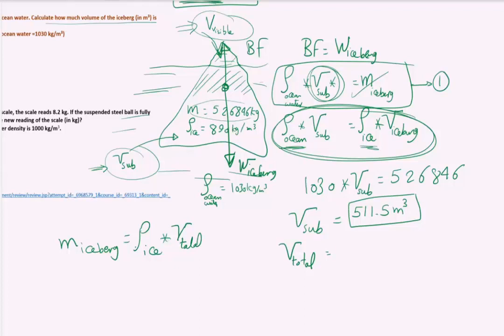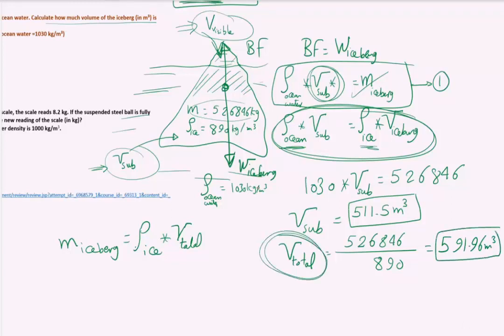So total volume equals the mass of the iceberg, 526846, divided by the density of the ice, which is 890. So this is the total volume. We can calculate it. It's also 526846 divided by 890, which gives you 591.96 cubic meter. So now I have two volumes.